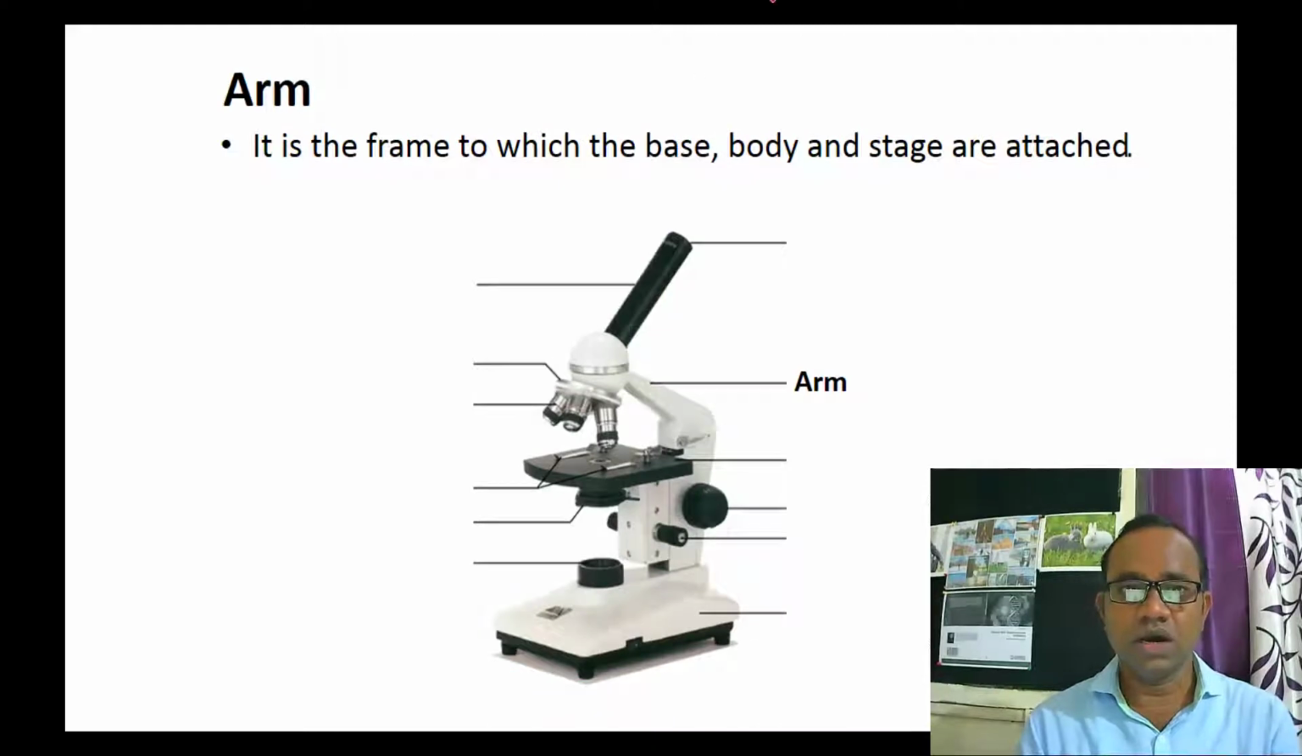As I told you, the arm is for carrying the microscope. We can move the microscope from one place to another by holding it at this particular area, that is the arm. It is a frame to which the base, the body tube, and the stage are attached.